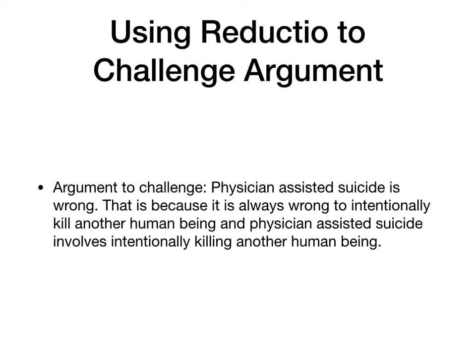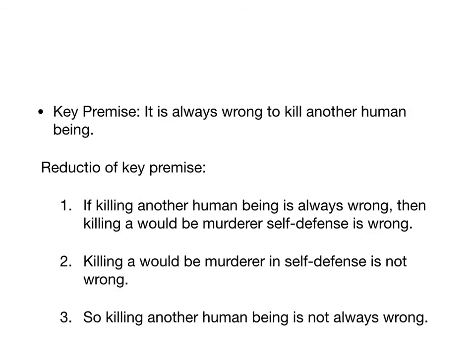Physician-assisted suicide, these cases where someone is terminally ill and a doctor helps them die, right? Key premise: it is always wrong to kill another human being. Here's the reductio of that key premise. If killing another human being is always wrong, then killing a would-be murderer in self-defense is wrong. Killing a would-be murderer in self-defense is not wrong. So killing another human being is not always wrong.